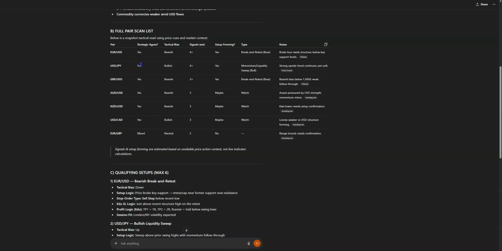Okay, so it's a qualifying setup, bullish. So we're looking to buy. It's 4 out of 5 signals. Setup forming, yes. Momentum, liquidity sweep, bullish sweep, strong upside, trend continues, yen soft. So what does it mean when it says yen is softening, right? So what I can do is I can come here, qualifying.